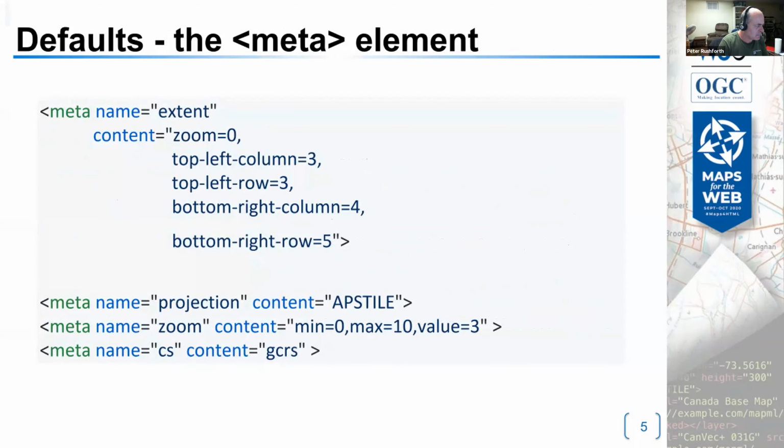I mentioned that we can provide semi-custom extents for MapML documents by specifying the extent in a meta element according to the proposed syntax shown. Likewise, we can specify default document properties of MapML content, such as projection, zoom, and coordinate system.